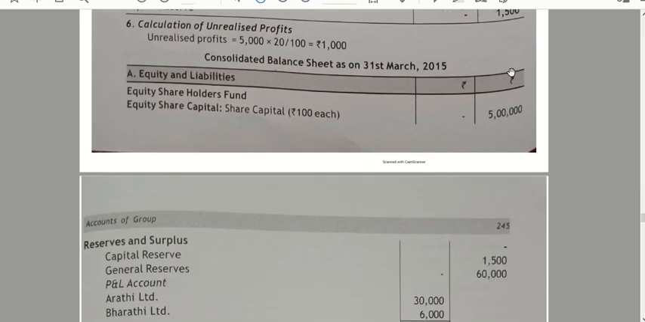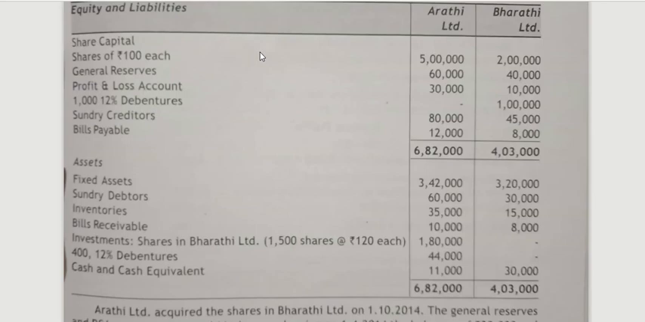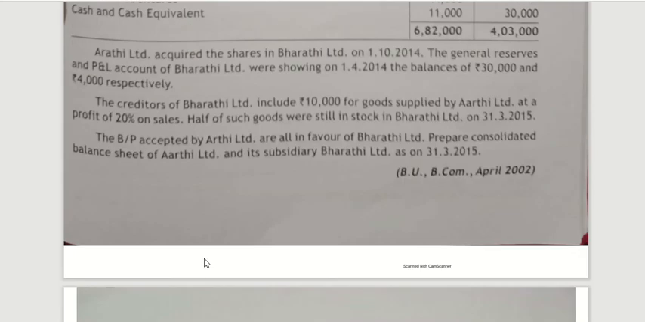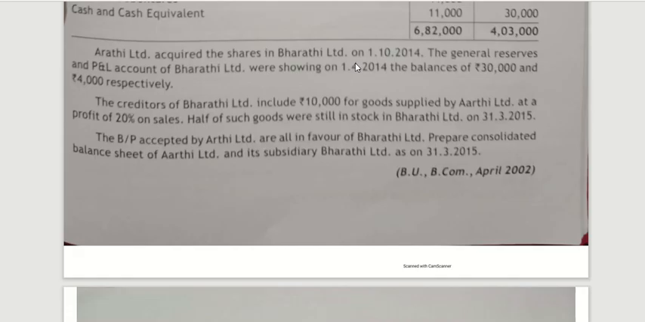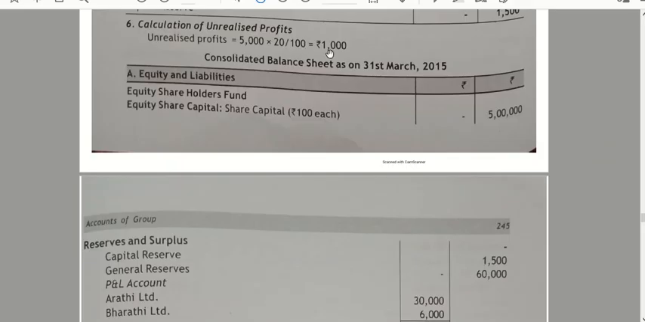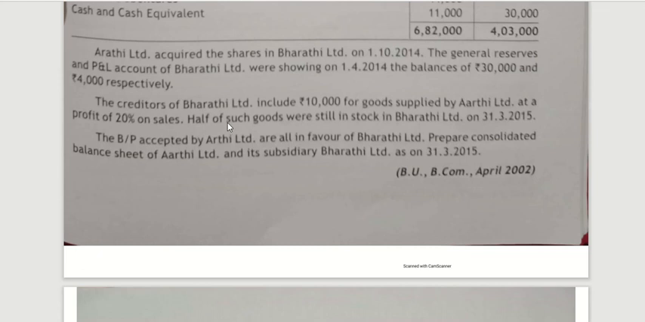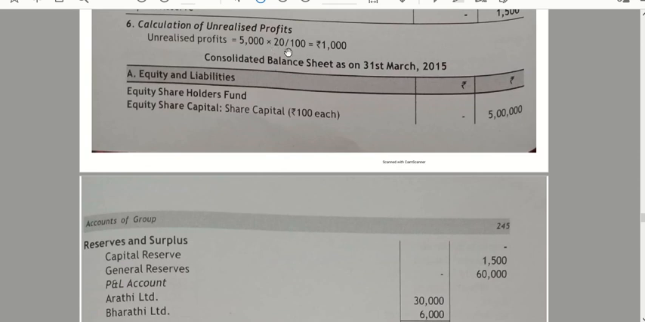So calculation of unrealized profits. 5,000 is your goods supplied between the companies. In that, the profit is 20 divided by 100. Okay, in that half of such goods were still in stock. So they are telling half of the goods were still in stock. So 10,000 into half, which is 5,000, into 20% is your profit. 5,000 into 20%, which is 1,000.